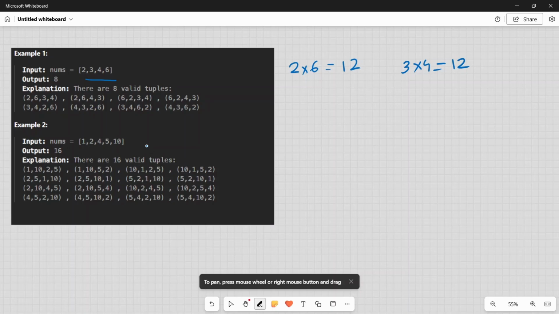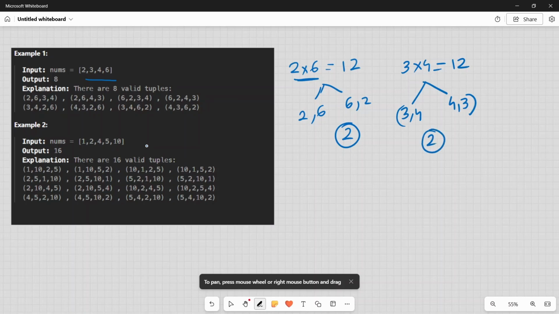Now if we take a look at these two pairs, 2 and 6, the possible combinations are 2 and 6, or 6 and 2. So there are two combinations. And if you take a look at 3 and 4, the various combinations possible are 3 and 4, and 4 and 3, right? So this is also two combinations.